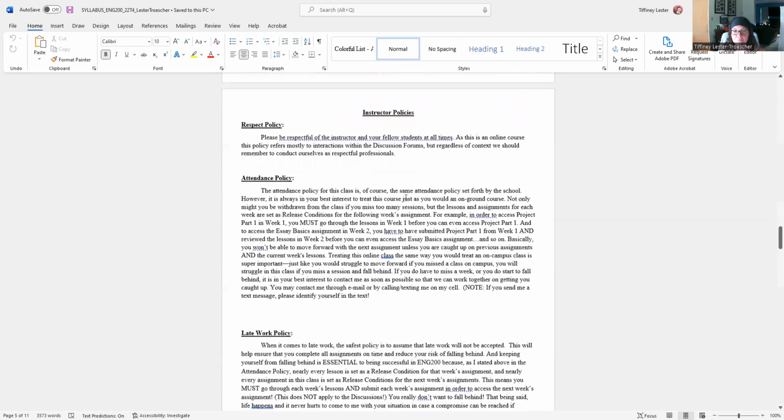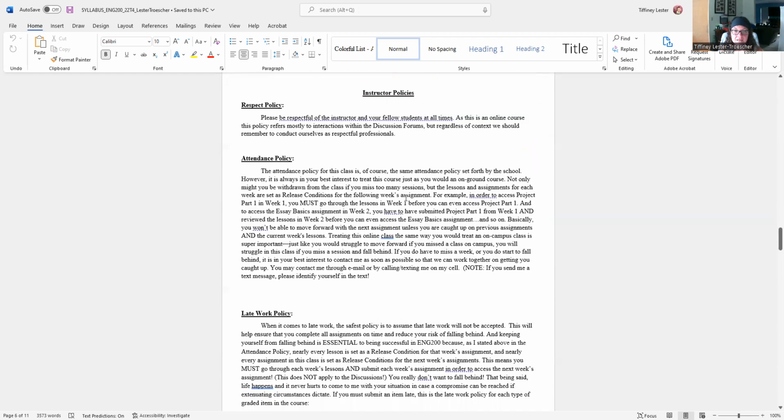Down here, we have my personal policies, respect policy. I've never run into any issues with students in the discussion forums being anything but friendly and respectful. So I don't really anticipate that being a problem, but I do need to at least remind everyone that it is an academic space. It is a professional space, and therefore we should conduct ourselves accordingly when we are posting to a prompt and responding to each other.